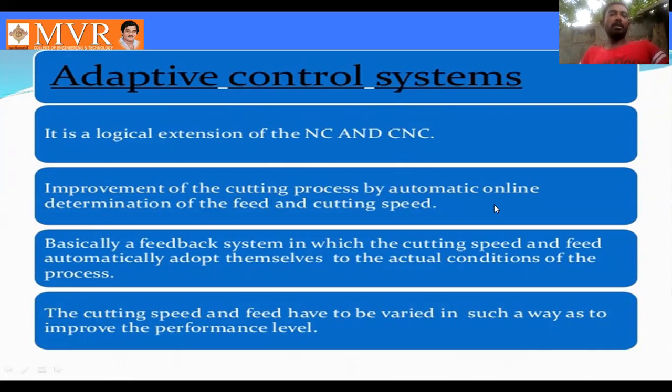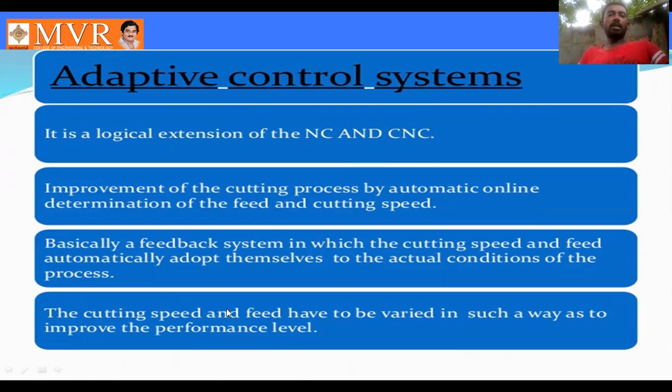The improvement of the cutting process by automatic online determination of the feed and cutting speed is known as adaptive control systems. It is basically a feedback system in which the cutting speed and feed automatically adapt themselves to the actual conditions of the process. That's why we call it adaptive control systems.